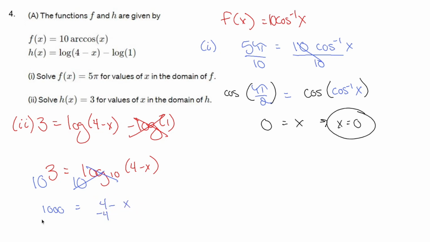Subtract 4, and negative x equals 996, and if negative x equals positive 996, then positive x equals negative 996.